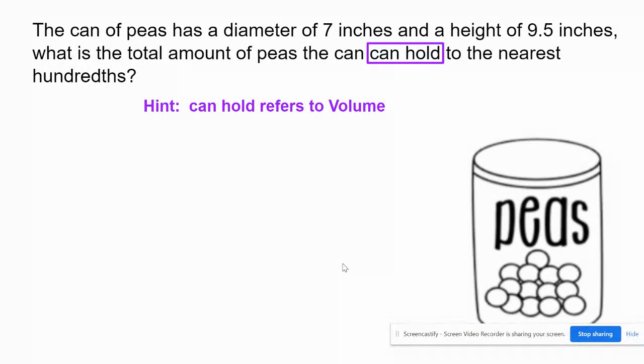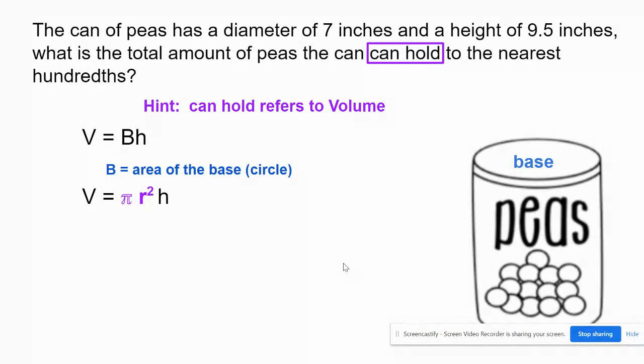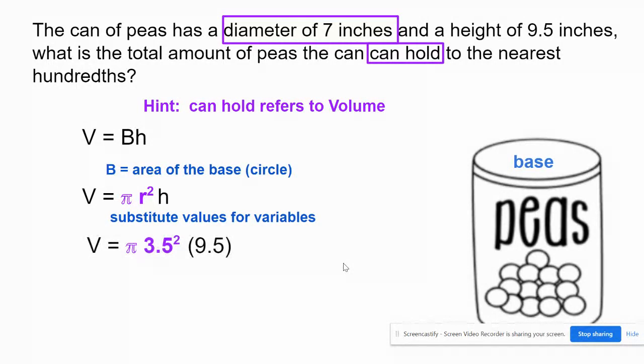So I'm going to use my volume of a cylinder formula. My base is circular, so I'm going to, again, use area of a circle to replace big B. My formula calls for radius and height. I look back into the problem. I'm given the diameter, not the radius, so I have an additional step. I need to take the diameter divided by 2 in order to get my radius. And then I will use the height and substitute into my problem.